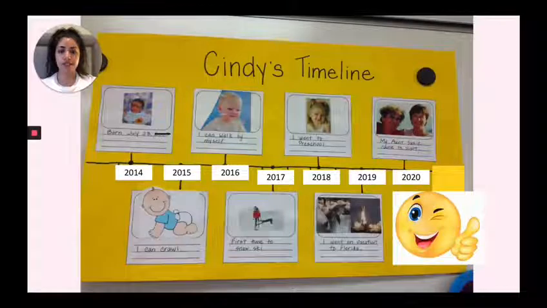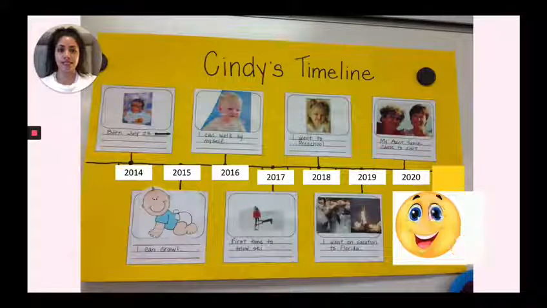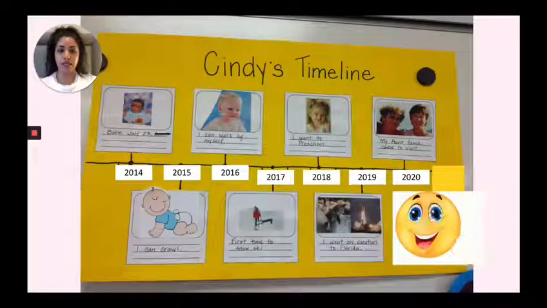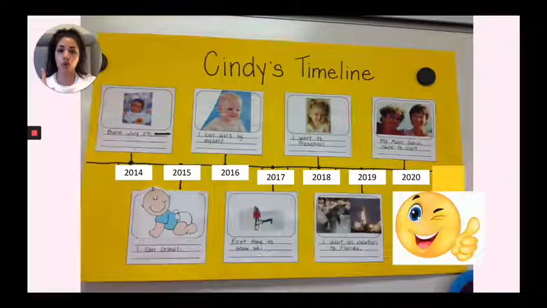So can you see it's very clear? There's not lots and lots of writing, it's not a story. These are facts. Remember, facts are things that are true. These are real events that have happened in Cindy's life. They are quite big things that have happened, life-changing things that have happened in her life. So she's chosen one thing for every year in her life.